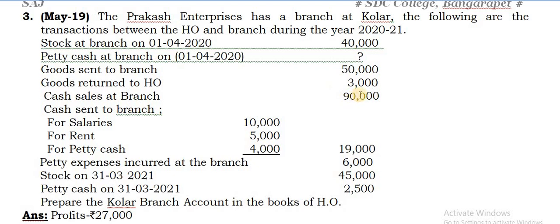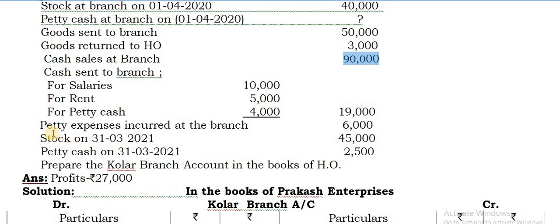Then cash sales at the branch, take this to remittances, credit side. Then cash sent to branch for various expenses, this will be on the debit side. Petty expenses incurred at the branch are given separately, 6,000. Okay, so what to do with this, I'll let you know. Stock you can take on the credit side. This is the closing stock. Petty cash is given. This is the closing petty cash.